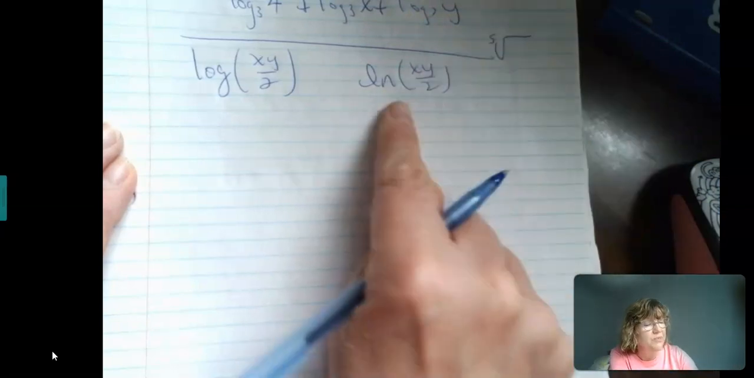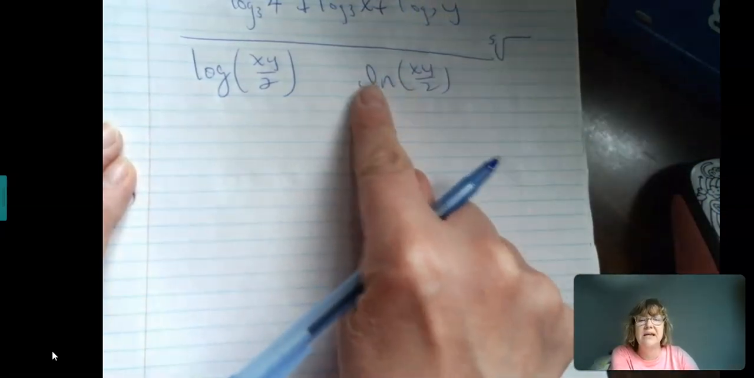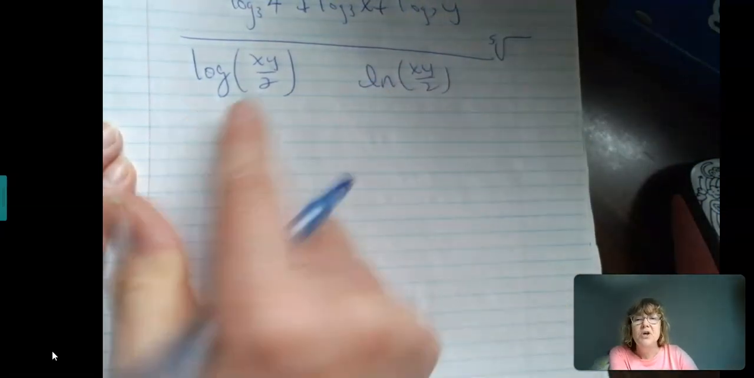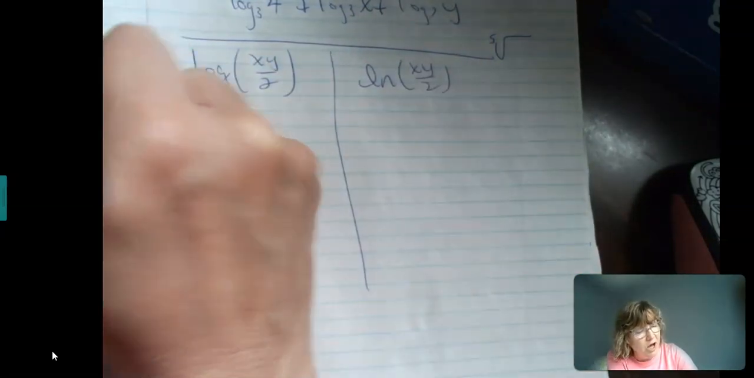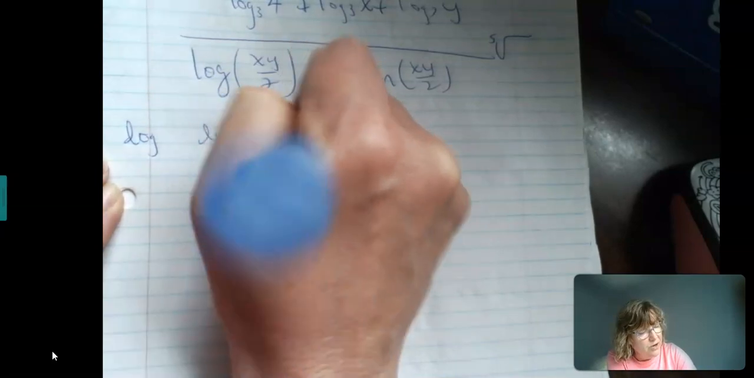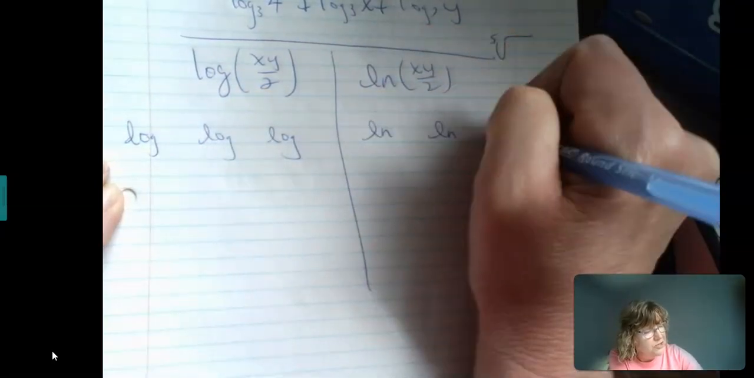If this was natural log of xy over 2, the base would be e, okay? Because again, natural log means your base e. All right. So again, how do I expand? I have 1, 2, 3, 1, 2, 3. So you're going to write the word log, log, log, or if it's natural log, you write natural log, natural log, natural log.